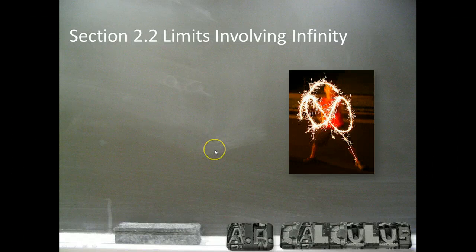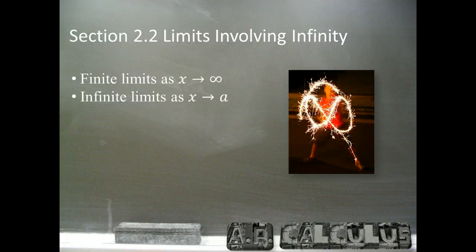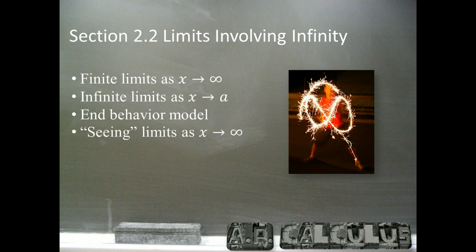Welcome to section 2.2. We're going to be talking about limits involving infinity. In section 2.1 we talked about limits at a specific point. And in 2.2 we're going to talk about what happens as functions go off to infinity. So first we're going to look at functions as they approach infinity. We're going to look at infinite limits when our function might approach a particular value. We're going to look at what's called end behavior models, and we're going to find a way to see what a limit looks like as the function goes off to infinity.